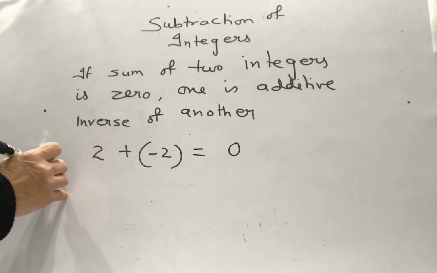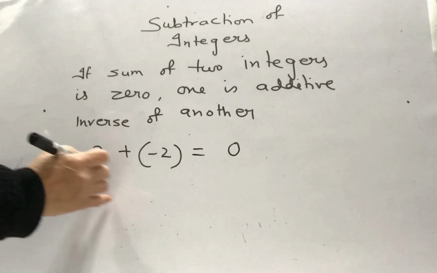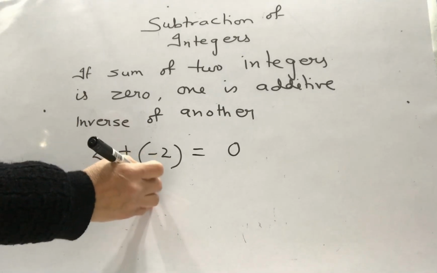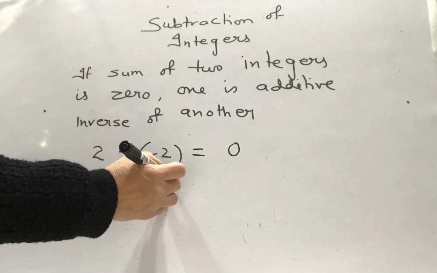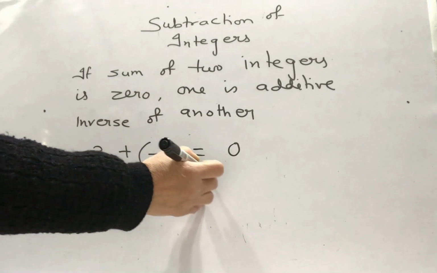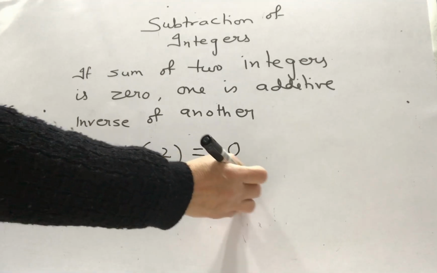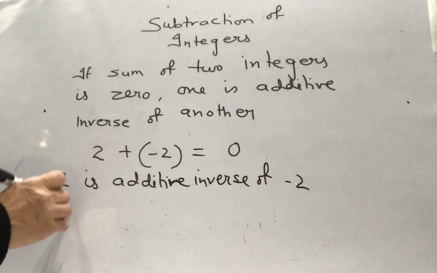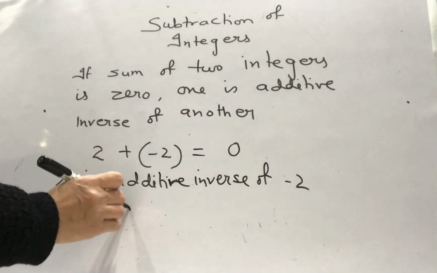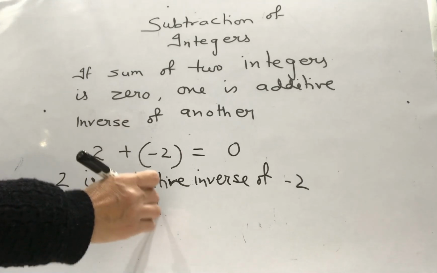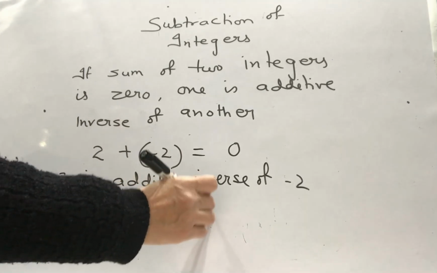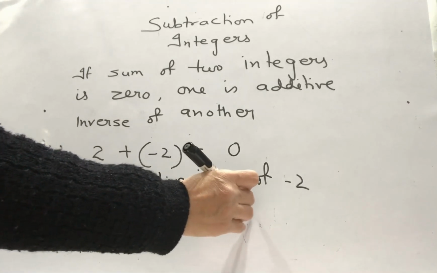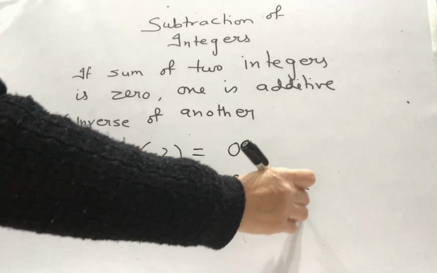So we can write 2 is additive inverse of minus 2 and minus 2 is additive inverse of 2.